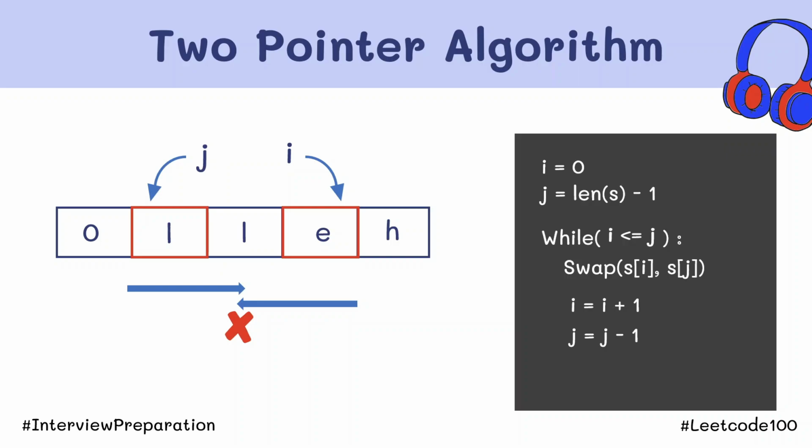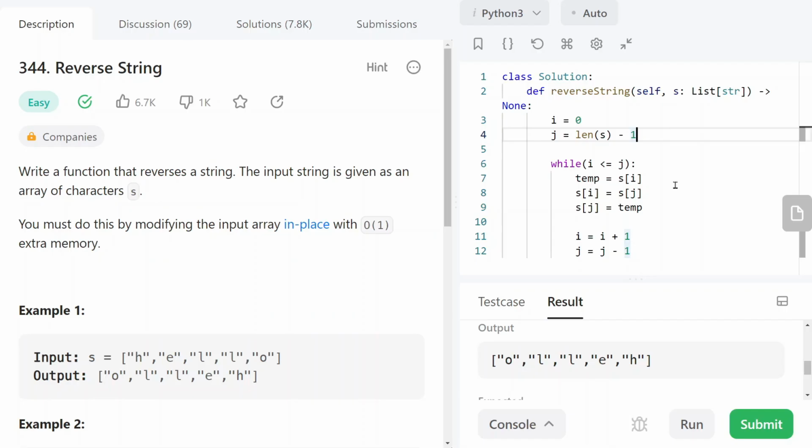Okay, now let's write the code in Leetcode. In the Leetcode editor, I have written the code. i equal to 0 and j equal to length minus 1 of the given array s, and then I run a while loop, and then I write the code to swap the values. We can write a one-line Python code to swap the values, but it's better to write your own logic here. Okay, and then i equal to i plus 1 and j equal to j minus 1. Simple. Now let's run the code.